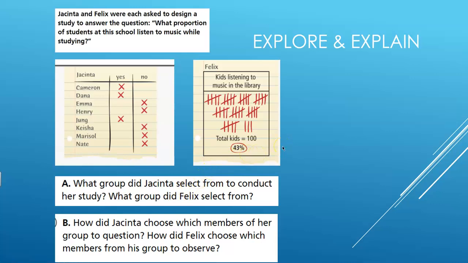Jacinta and Felix were each asked to design a study to answer the question, what proportion of students at this school listen to music while studying? So Jacinta chose the following: 1, 2, 3, 4, 5, 6, 7, 8 students, and just asked them these questions.